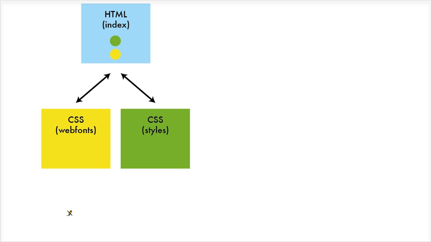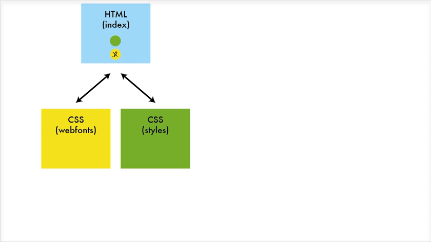Alright, so in this diagram, what I have here is just my index, my HTML file, which is in blue here. You can see it's linked to, in other words, I would have done all this work in Dreamweaver, a CSS document, which does nothing but specify all my web fonts. And also linked to, even more importantly, a document which specifies all of my styles. So it's linked to two different CSS files at all times.